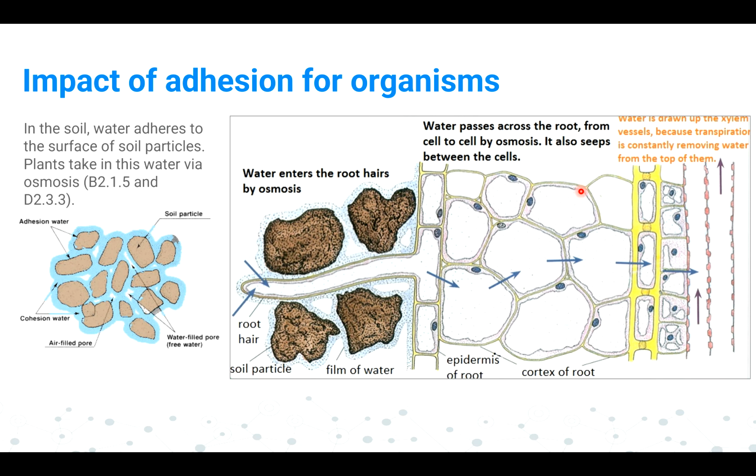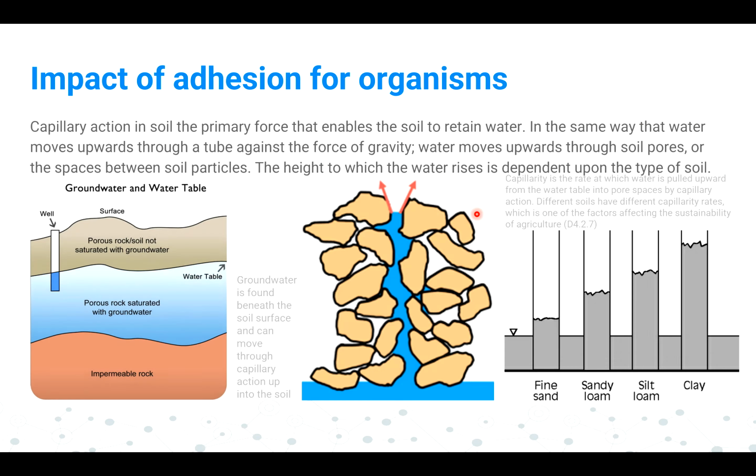Adhesion is also going on here in the root, where in the soil the water is attached to the surface of soil particles, and the plant takes in this water via the process of osmosis. When we say osmosis, the meaning is water is being moved from the area of higher water potential to the area of lower water potential through a membrane. So the root hair cells have a membrane and the water is moving. So it's osmosis, right?